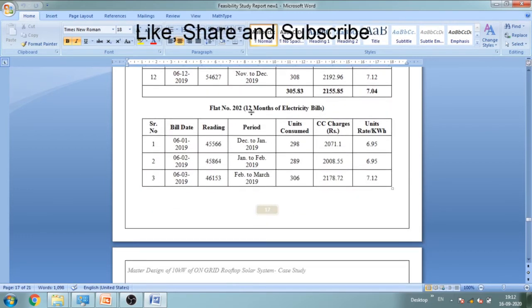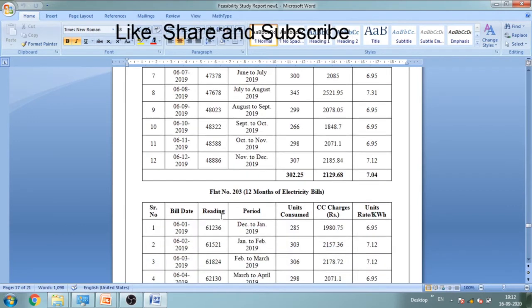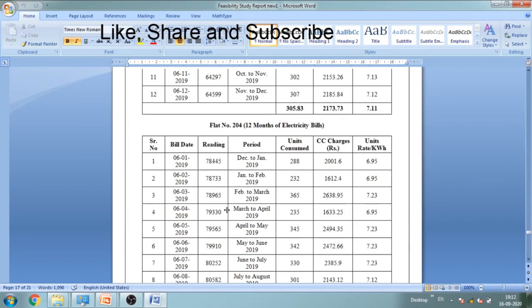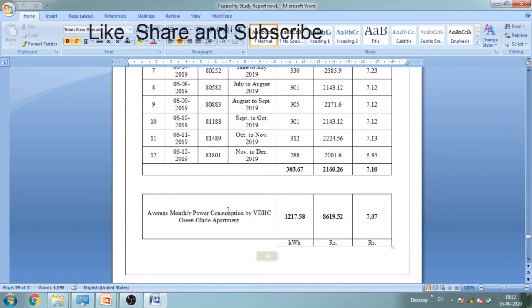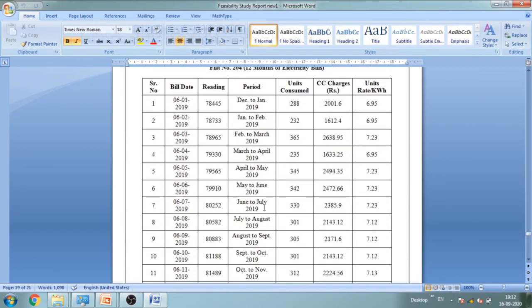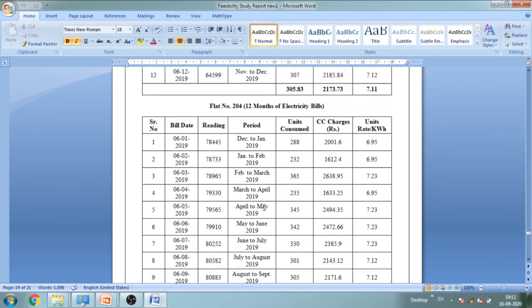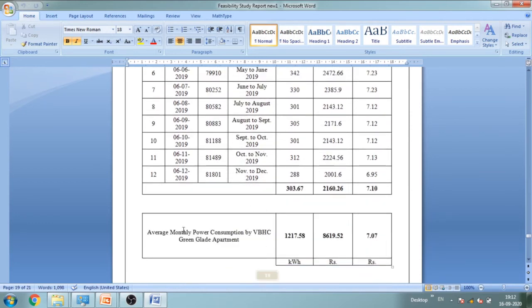Similarly, for flat numbers 2, 3 and 4, the 12 months of electricity bills and the corresponding consumption have been mentioned over here. Once we have prepared the table of basic power consumption of the consumers, we mention the average monthly power consumption of VBHC Green Glade apartment, which is 1217.58 kilowatt hour, with 8619.52 rupees as the basic CC charges, and 7.07 as the basic tariff rate.